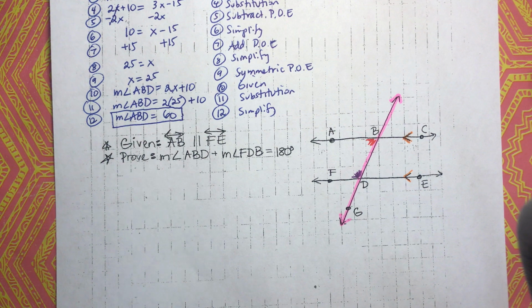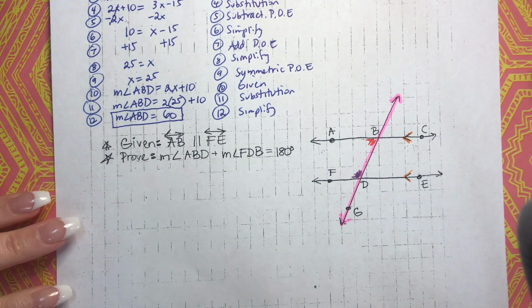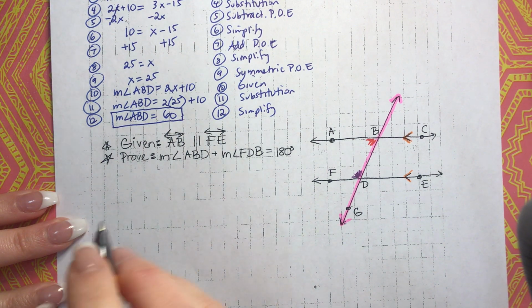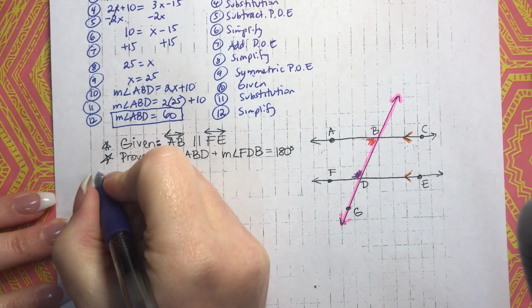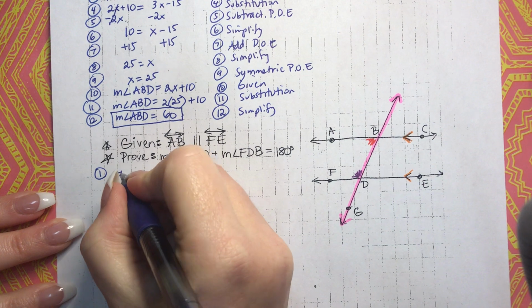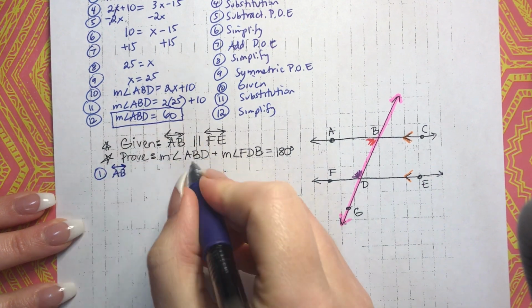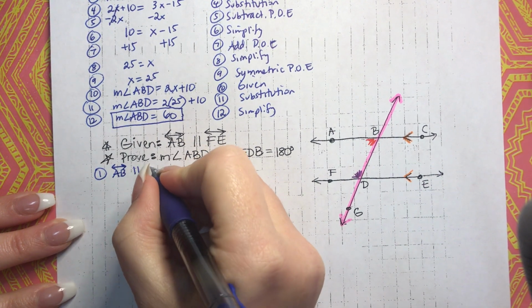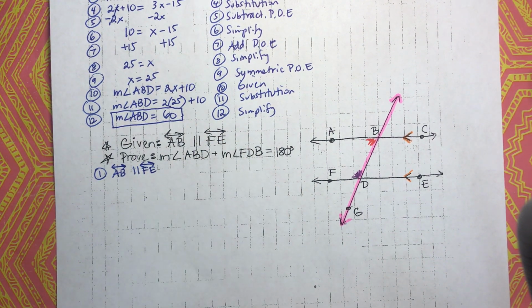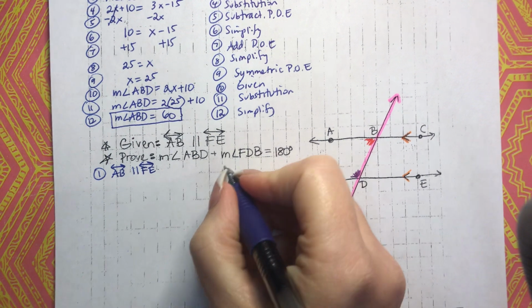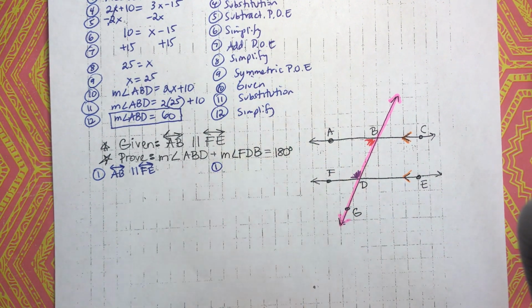Let's start with the given information. Given. Oh, let me use blue. So we know that this is given: AB is parallel to FE. We know that those are parallel, and that is given information.